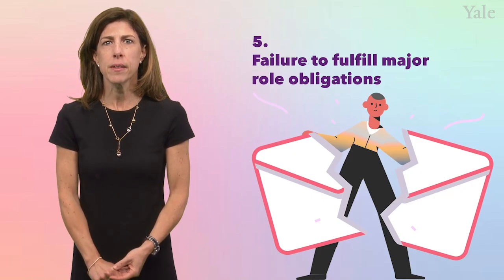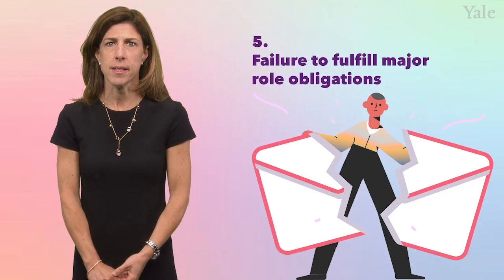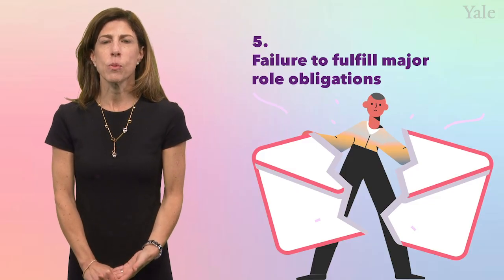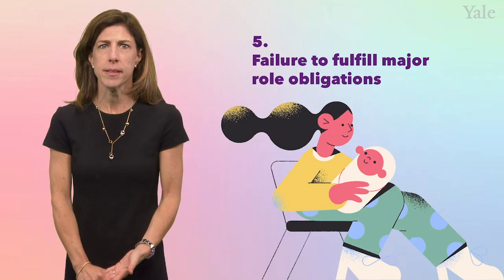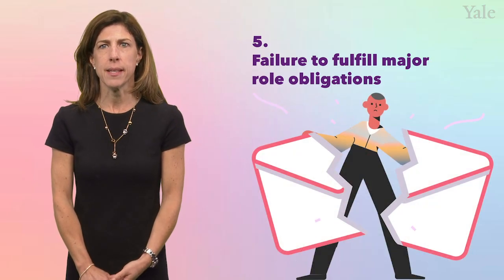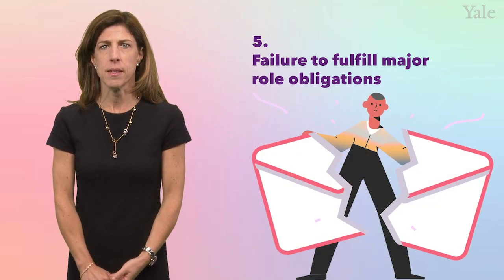Next, we have failure to fulfill major role obligations. This is referring to whatever the person's role may be, a student, a professional, a parent. The person's unable to meet the expectations of their role due to their substance use.